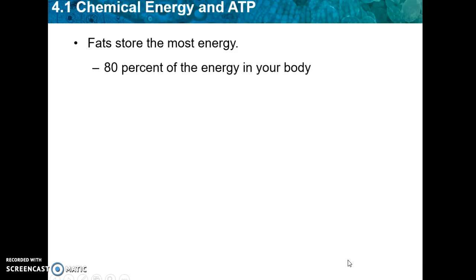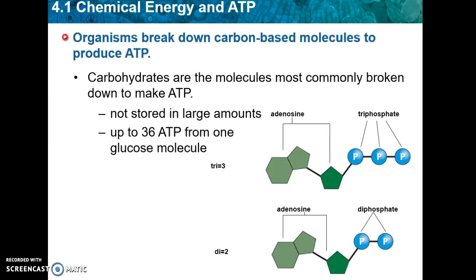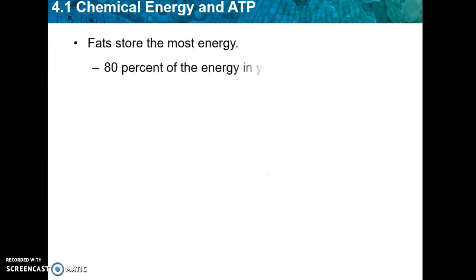Now, even though we use a lot of carbohydrates to do this ATP process, fats are what store the most energy, right? So 80% of the energy in your body is from fat. And you can get 146 ATP from a triglyceride, which is a type of fat. As you can see, that's much more than we were able to get from carbohydrates, which was 36. So 36 ATP from a carbohydrate as opposed to 146 from a triglyceride. So a glucose versus a triglyceride.